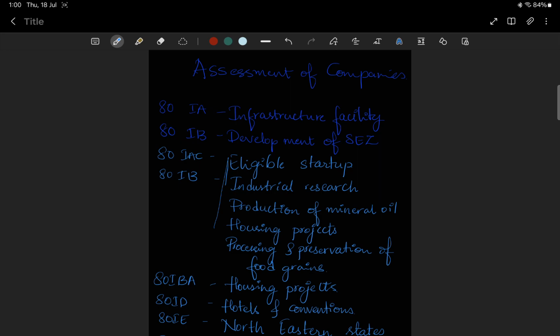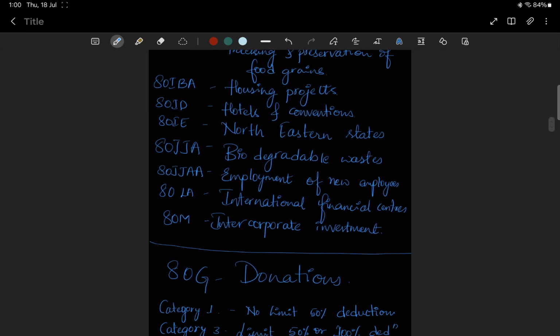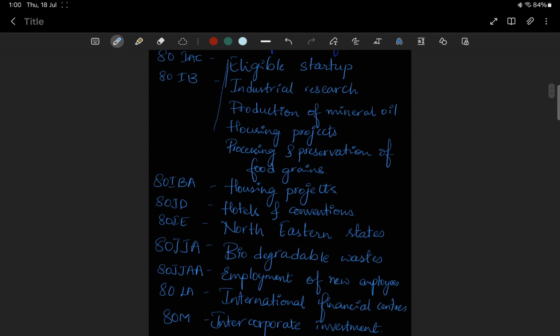say for example, if in any question they have given the heading as infrastructure company, there is one thing that should strike your mind: whatever is the PGBP income of that company will be given as complete deduction. This is the kind of thing that should strike your mind. For that you have around 8 to 9 sections that you will have to remember.